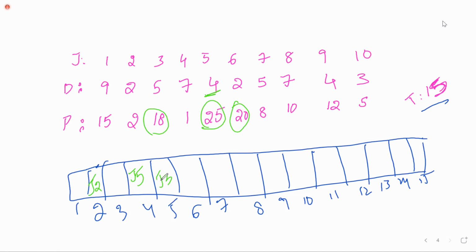Next, who is paying you the highest profit? Job 1. What is the deadline of job 1? 9. Check whether slot 9 is empty or not. Yes, it is empty. So I'm executing job 1 here. Next, who is paying you the highest profit? Job 9. What is the deadline of job 9? 4.